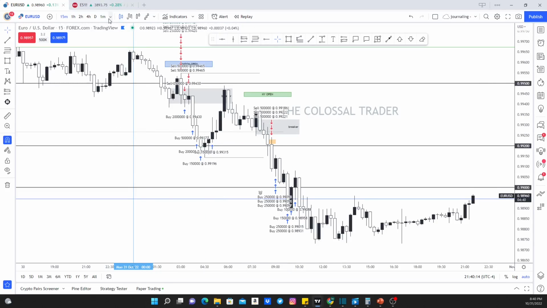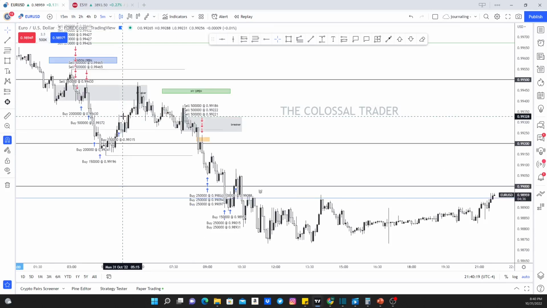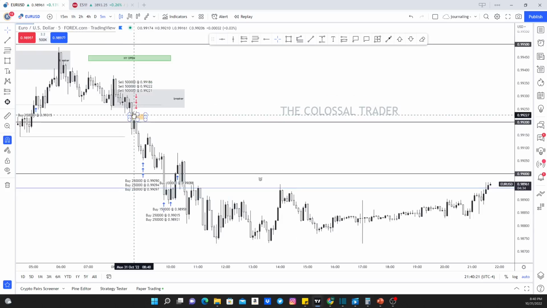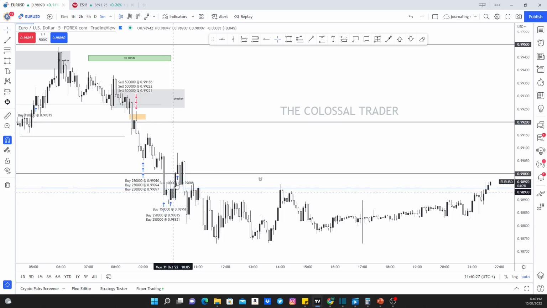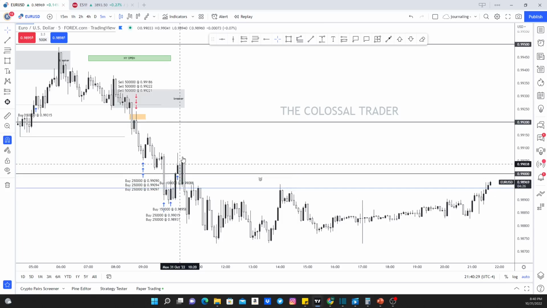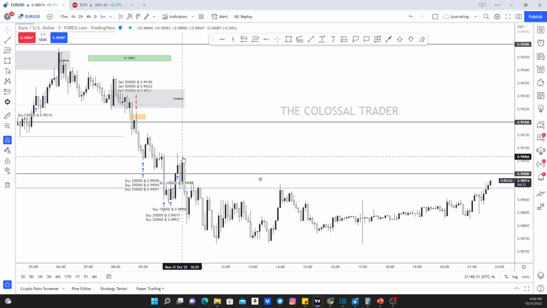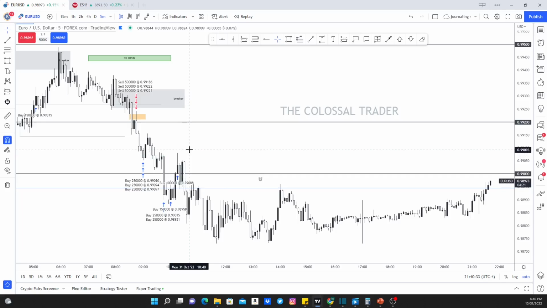Then what did I do during New York session? Same trade. 5-minute time frame. All those sells around that candle. Boom, boom, boom. Got out some here. Got out here. And got out there. So that's the business for today. We'll see what tomorrow brings us.